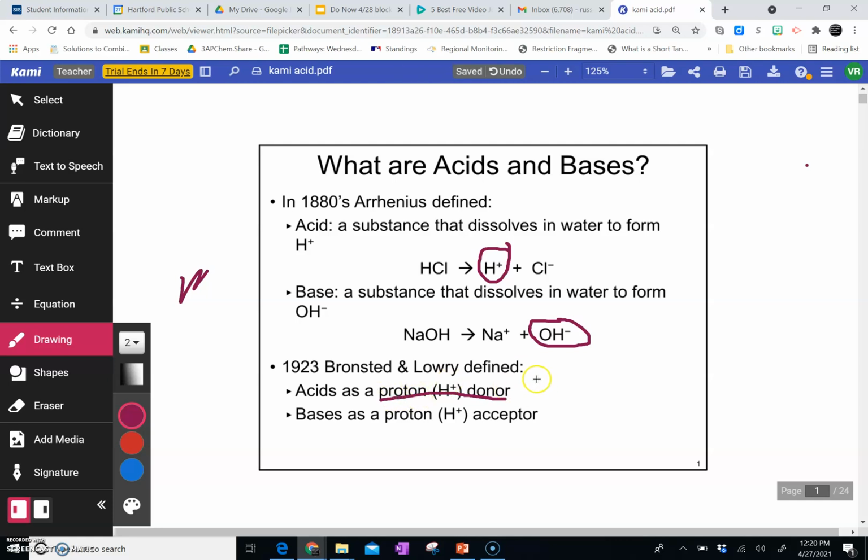Or rather, an acid is anything that releases H+ ions, or releases protons, and bases are anything that accepts or takes in protons. And we're going to see these definitions applied throughout this lesson.